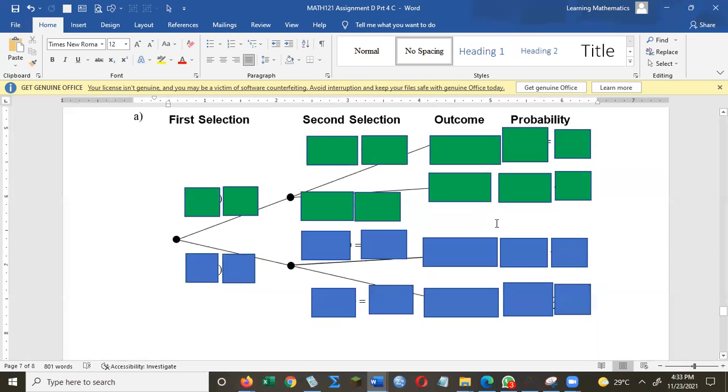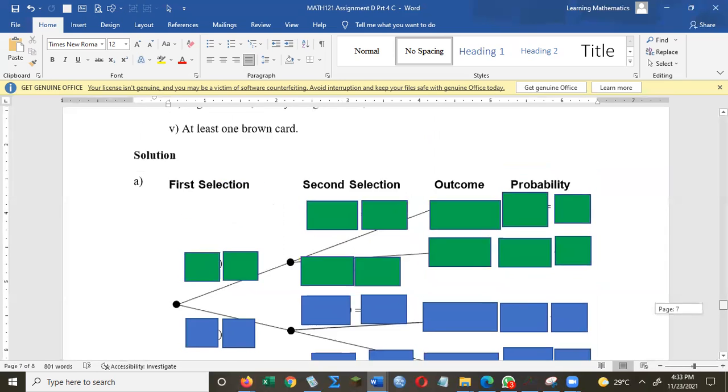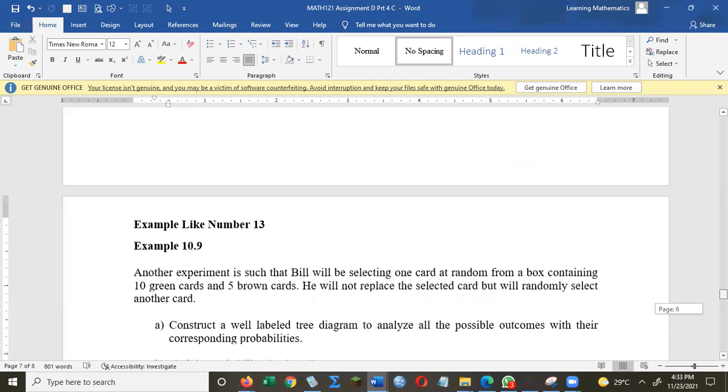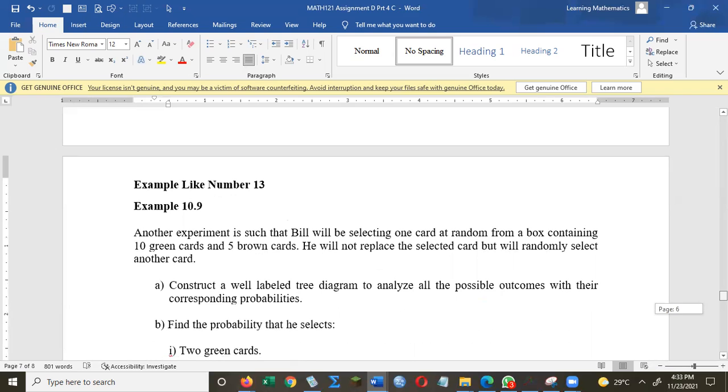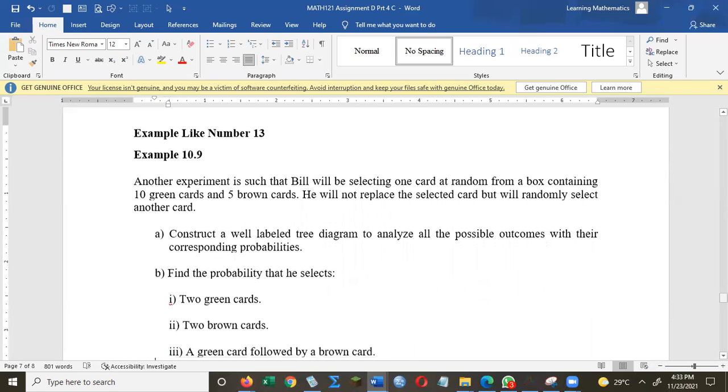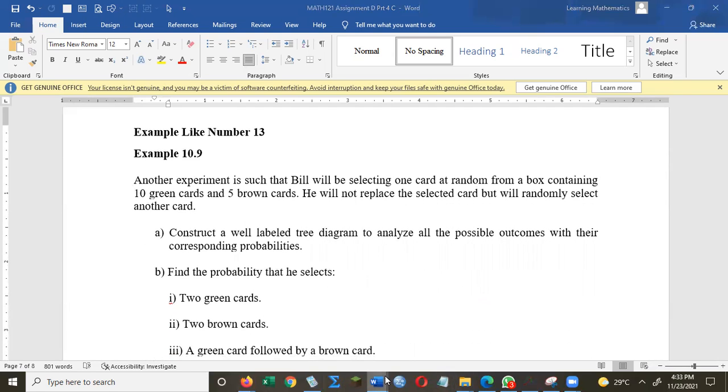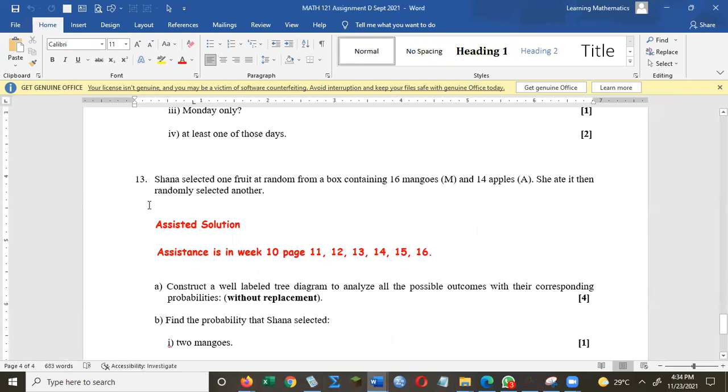Our sections here will be labeled as selection. So the first section here will be the first selection, because she's going to select. She's going to make a first selection. All right, let's go to the assignment question. That's the assignment question. First selection and then second selection.